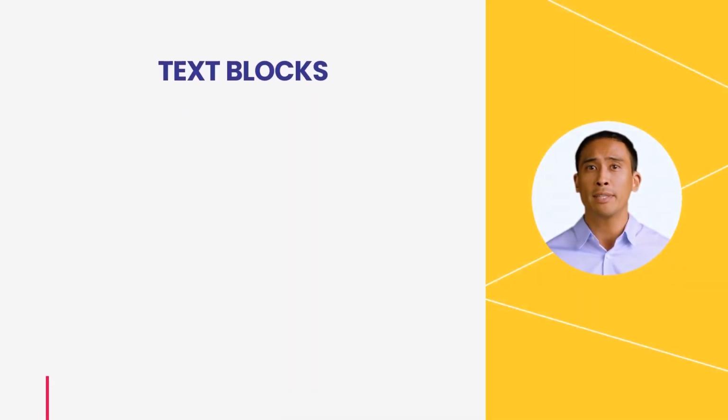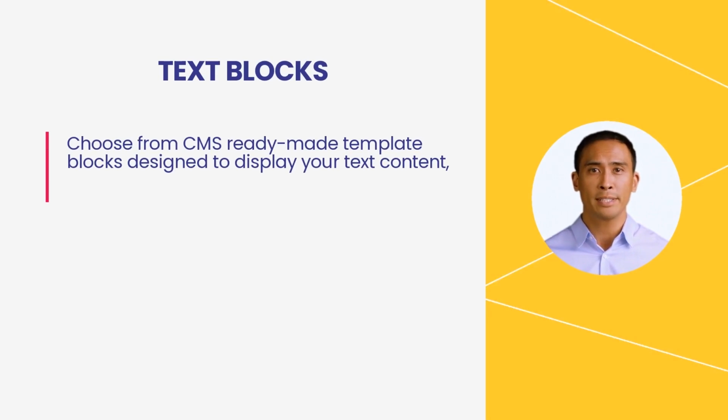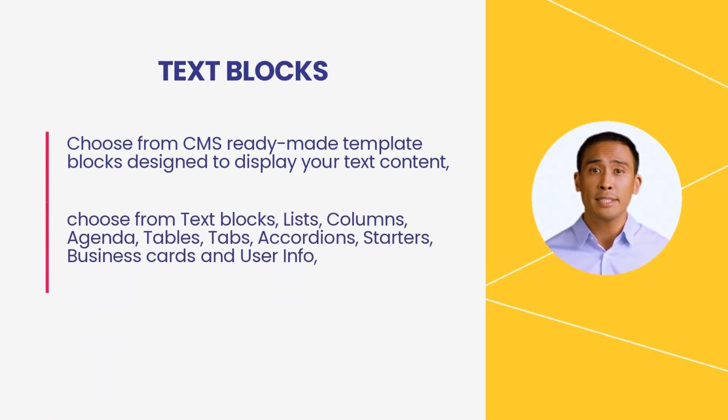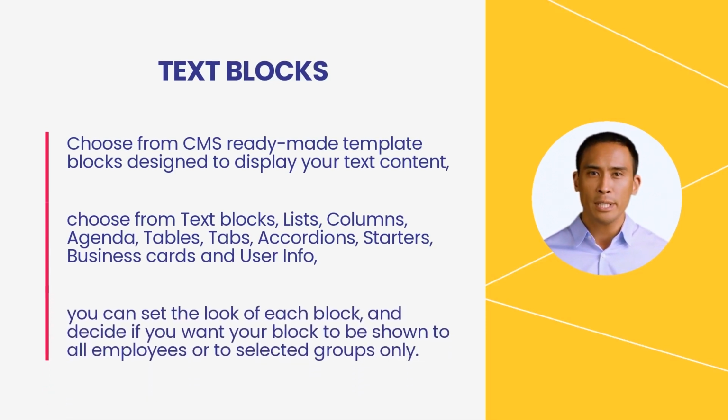Text blocks are a type of CMS ready-made template blocks designed to display your text content. Choose from available blocks such as text blocks, including headers and quotes, lists, columns with titles and statements, agenda, tables, tabs, accordions, starters, business cards, and user info. You can set the look of each block and decide if you want your block to be shown to all employees or to selected groups only.